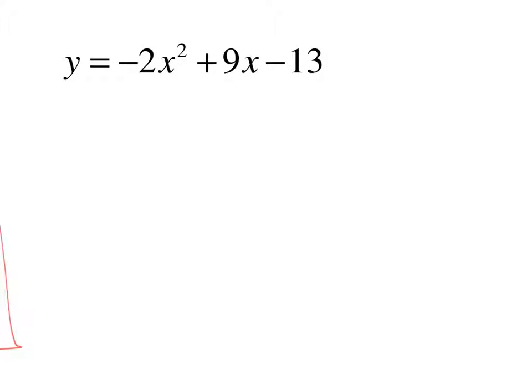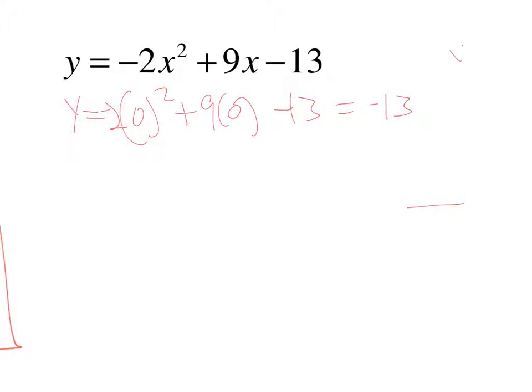All right, so cruising along. Let's find the y-intercept. So we have negative 2 times 0 squared plus 9 times 0 minus 13. And that's going to be negative 13. So our y-intercept, the easiest one to find, is going to be 0, negative 13.